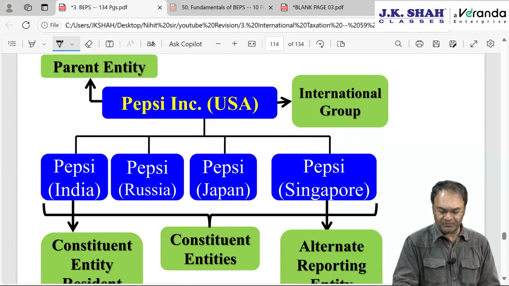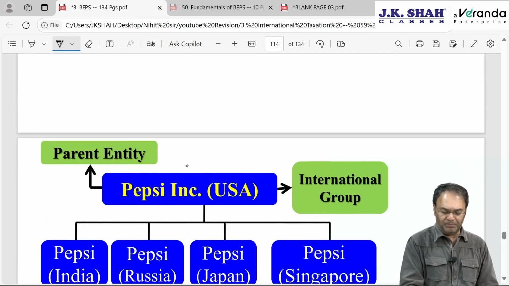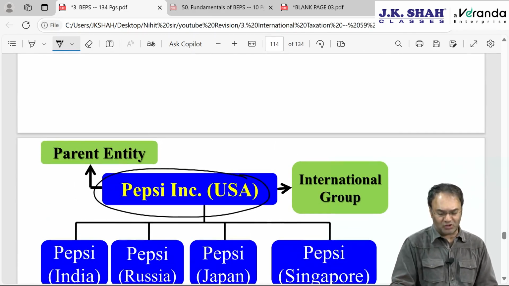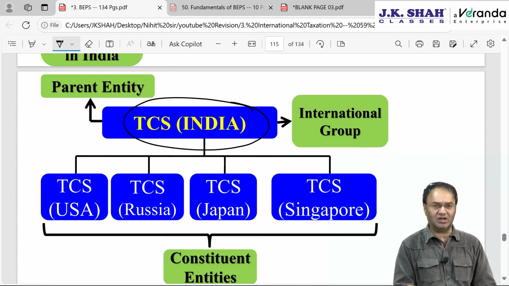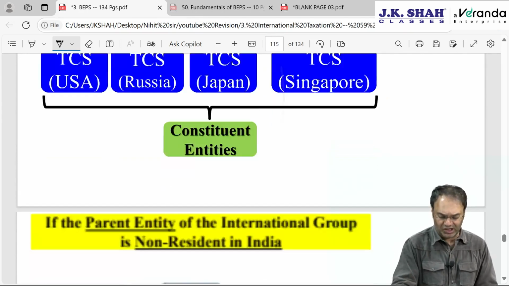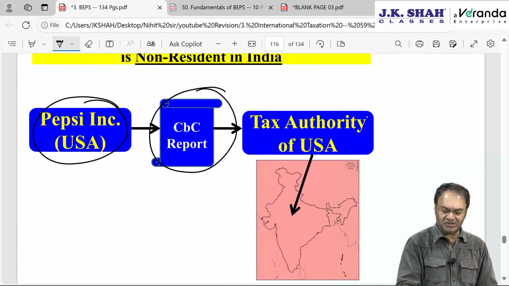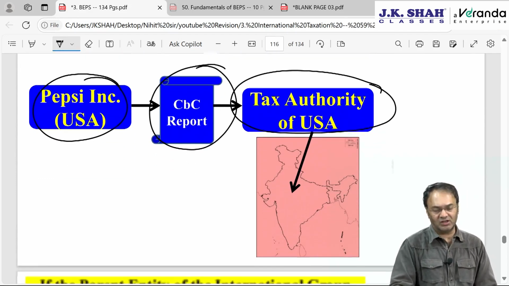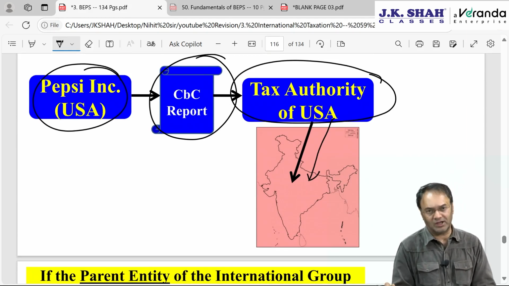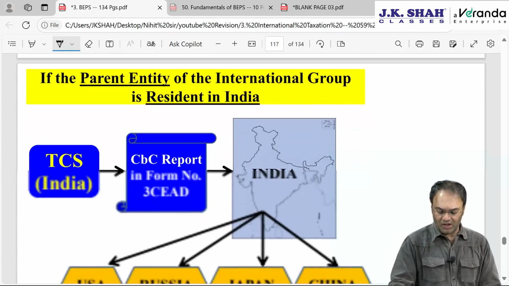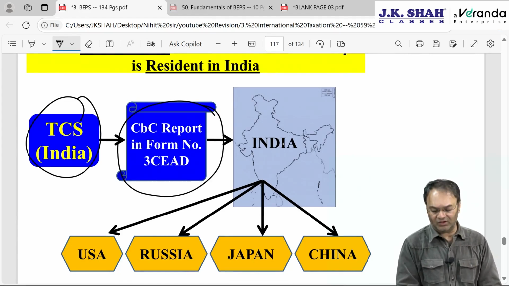country report. Then whatever we discuss in the transfer pricing chapter about BEPS will furnish to the US government, and if the parent entity is resident in India, like TCS India, then they will furnish the CBCR in India. So BEPS in USA will submit CBCR to the tax authority of USA, and they will share one copy with India through automatic exchange of information agreement. On the other hand, TCS India will have to furnish in form 3 CEAD with the Indian government.